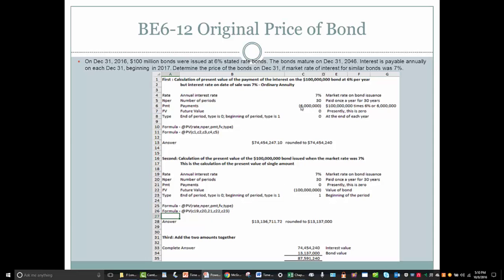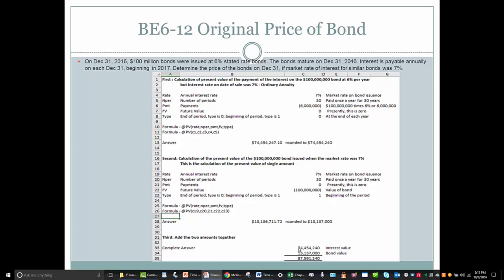So notice what's different between these. This one is regarding the interest payments. This is regarding the future value of the $100 million. The interest payments are at the end of the period. This is looking at the single amount at the beginning of a period. So this is our answer with respect to how much the bond itself was worth.